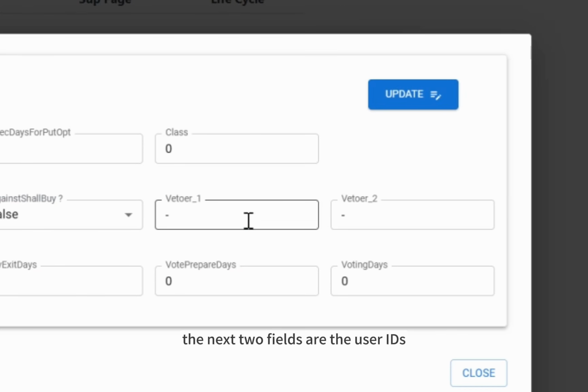The next two fields are the user IDs of the veto holders. If you want a specific shareholder to have veto power, enter their user ID here. You can enter up to 2 IDs. However, in most cases, using the amount ratio to control unanimous consent matters is already sufficient, and you typically don't need to manually enter user IDs. This is a relatively special arrangement.